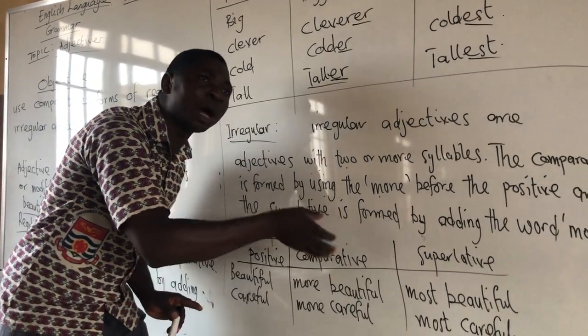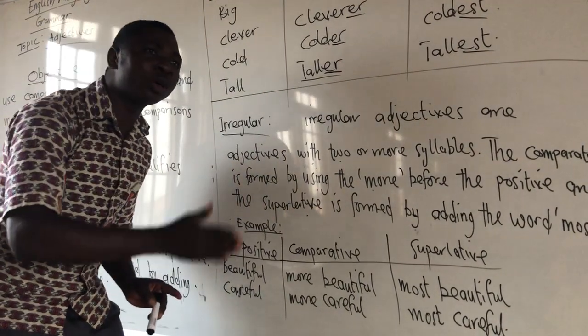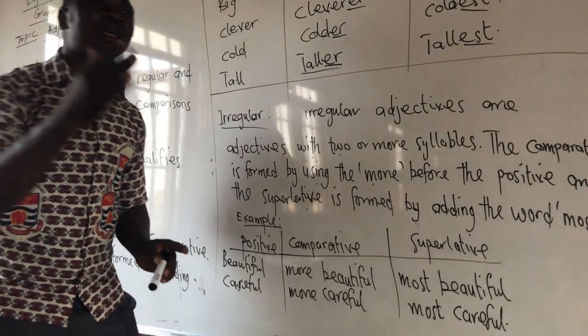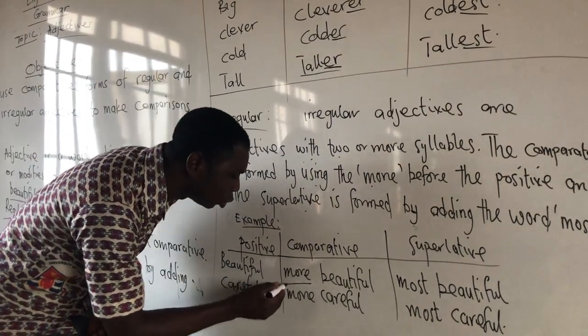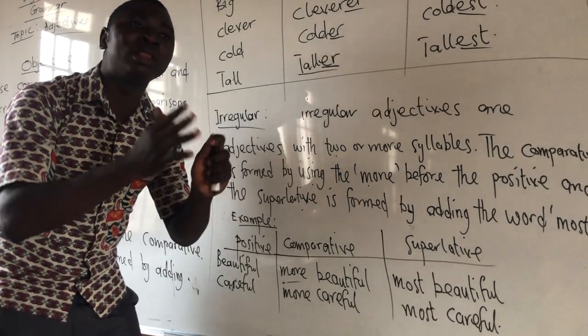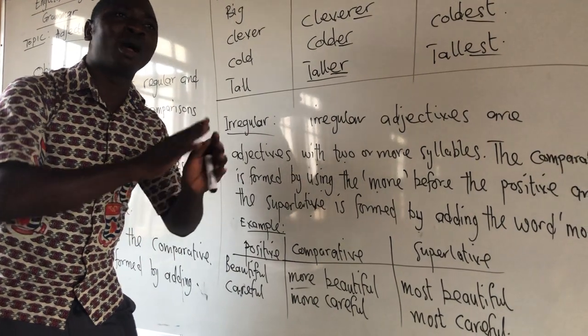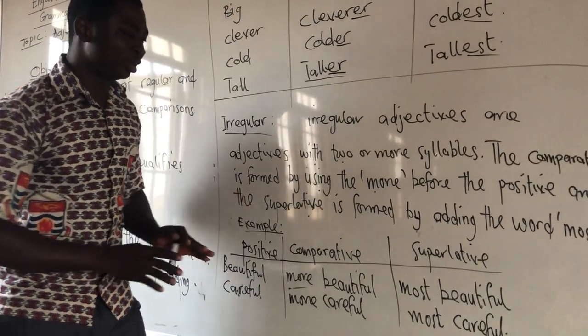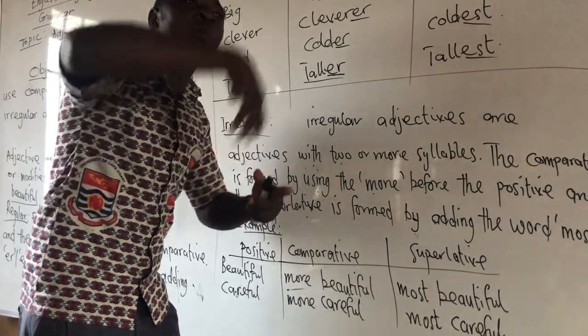I'm adding the more to it to make it what? Comparative. So Amma is more beautiful than her sister. Kwejo is more beautiful than his brother. So I'm adding what? Just this to make it comparative. That is when you are comparing 2 things or 2 human beings or 2 animals. Superlative, you are comparing 3 things or more.